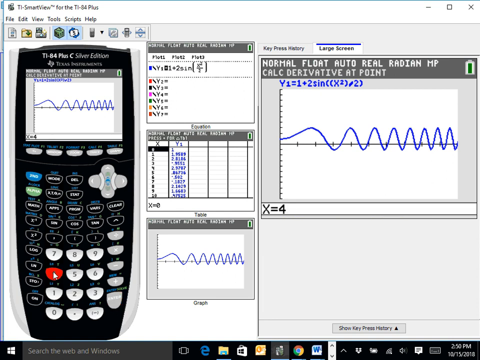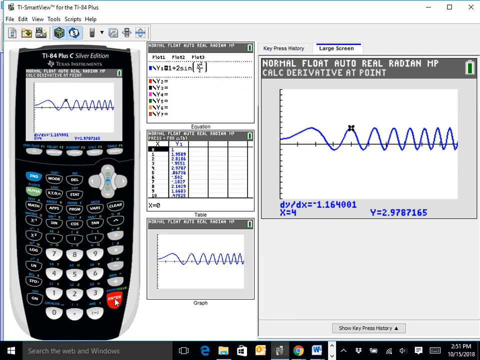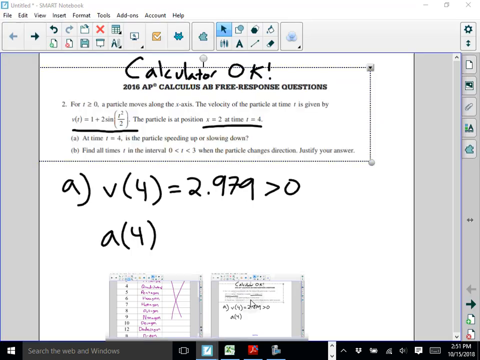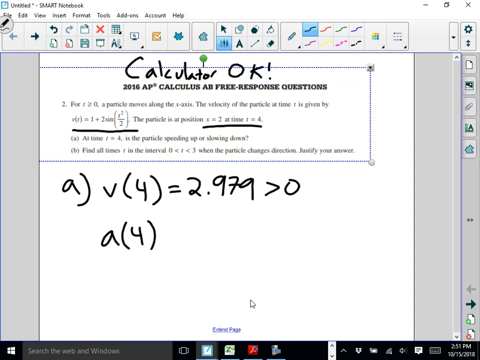And it tells me dy/dx. Look at that. It says dy/dx equals negative 1.164. So I'm going to go back to my paper, and I'm going to say A of 4 equals negative 1.164. I didn't even have to do a derivative. I didn't have to do the chain rule. It was way easier than that.